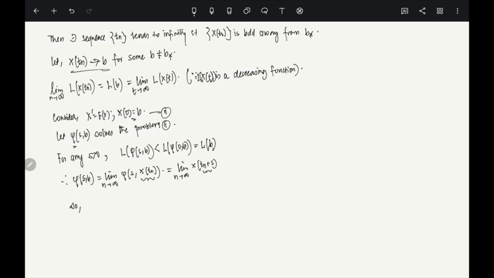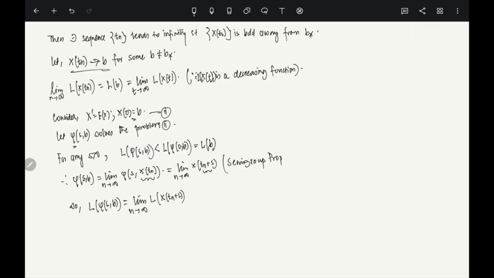Right. So L(phi(s, b)) I can write as the limit as n tends to infinity of L(x(T_n plus s)). This property is also called the semigroup property.